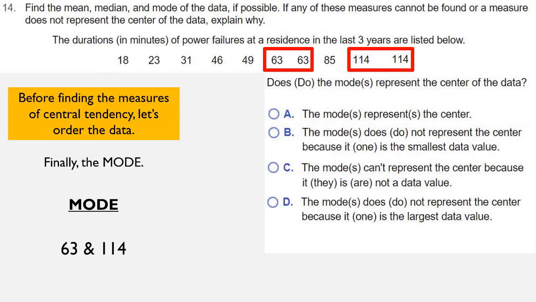So do the modes represent the center of the data? Well, this time they don't, and the reason that they don't is because one of them is the maximum data value in the set. So the correct answer here is D. The modes do not represent the center because 1 is the largest data value. And that's your answer.